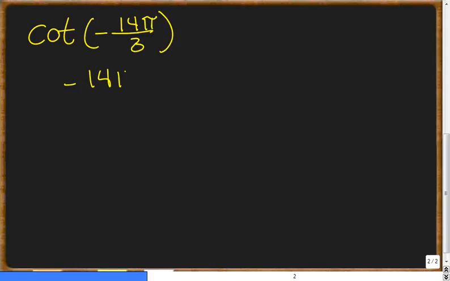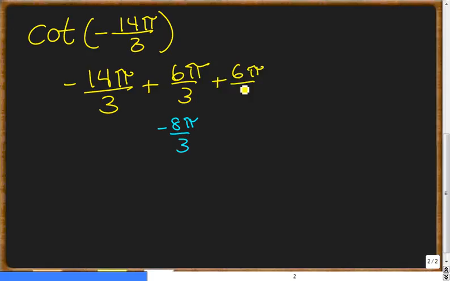The cotangent of negative 14 pi over 3. I'm going to do the same kind of method. I'm going to find an angle on the unit circle, and I'm going to figure this out for myself. So the cotangent of negative 14 pi over 3 is not on the unit circle, so I'm going to add 2 pi to it, which is the same thing as 6 pi over 3. So that would make negative 8 pi over 3. Not going to work. Add 6 pi over 3 again. That gives me negative 2 pi over 3.